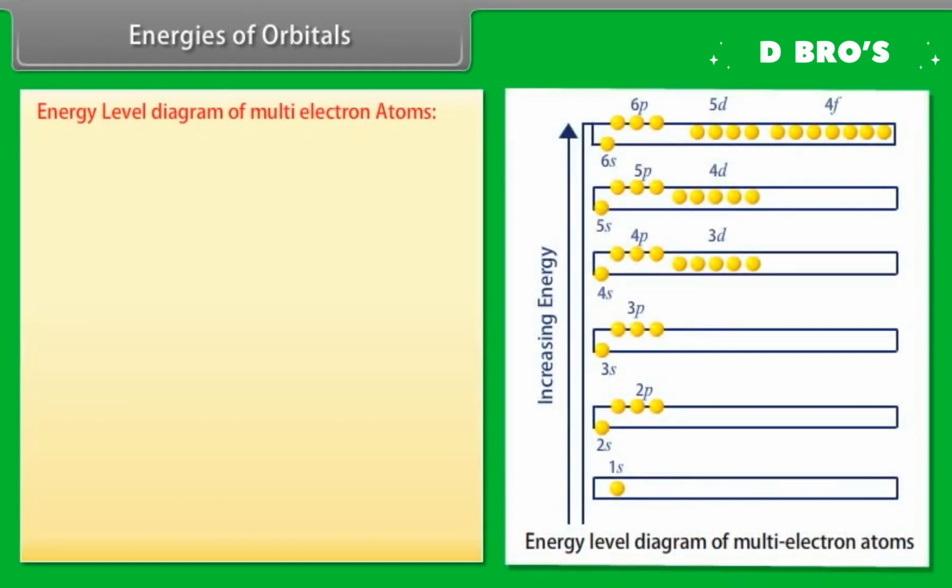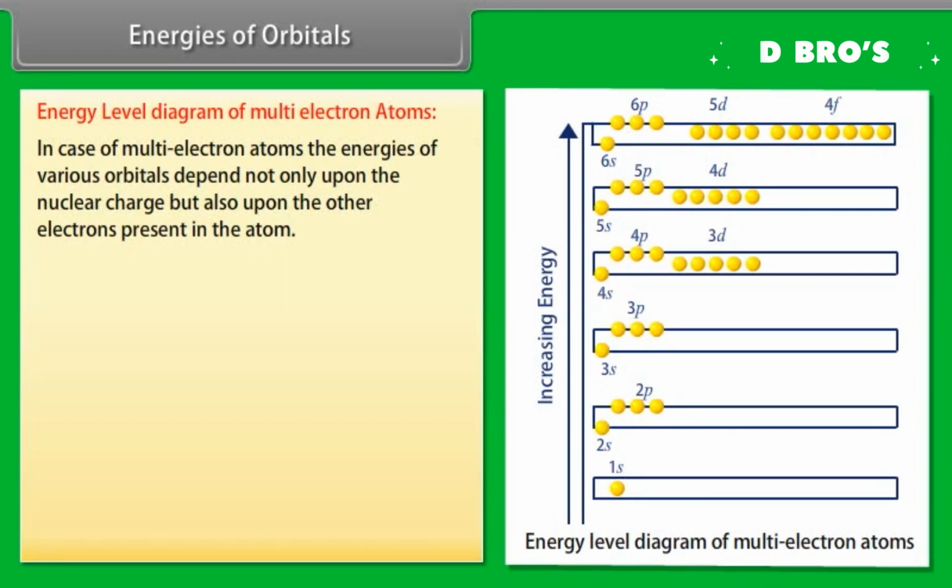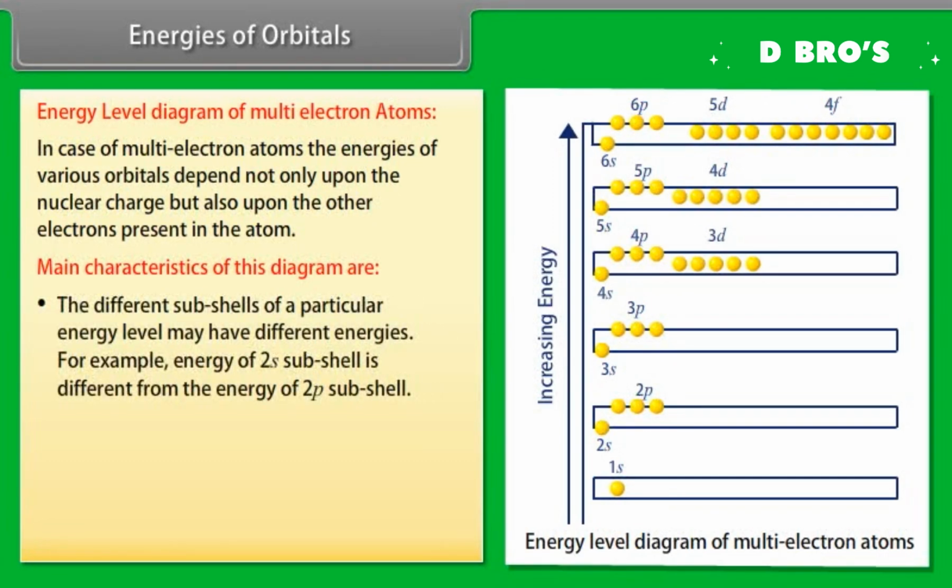Energy level diagram of multi-electron atoms. In case of multi-electron atoms, the energies of various orbitals depend not only upon the nuclear charge but also upon the other electrons present in the atom. Main characteristics of this diagram are: Number 1, the different subshells of a particular energy level may have different energies.